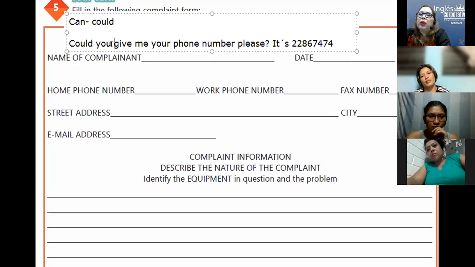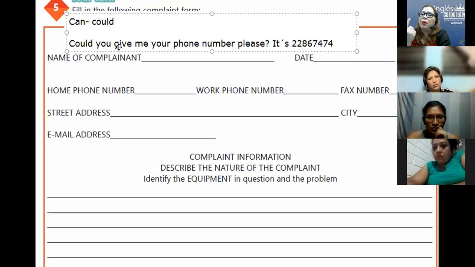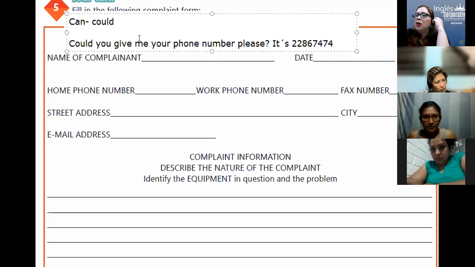Pero lo importante acá es que cuando usamos could, no vamos a poner to give. For example, could you to give? Never, ever. Eso es incorrecto. Entonces vamos a decir could, el sujeto y el verbo sin to, sin ing, sin letras S, nada. Así en su forma base, que es la forma número uno, que se llama infinitiva. Pero es el bare infinitive, o sea que no lleva to. Veamos acá. Could you give me your phone number, please?